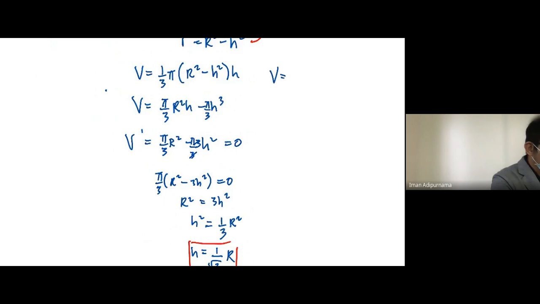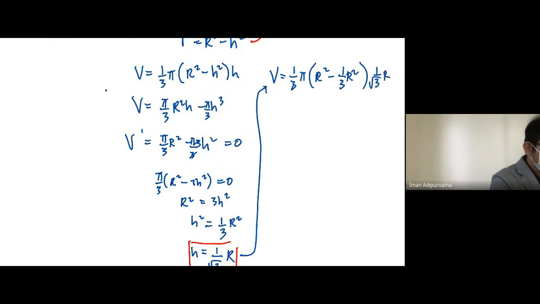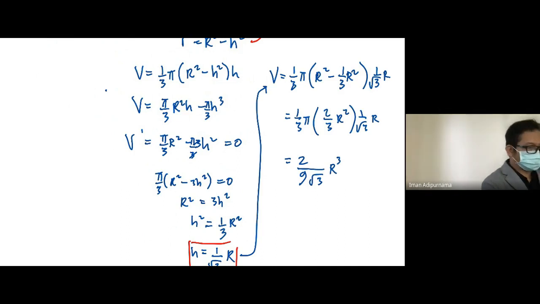So the volume is 2 over 3 r squared, at 2 over 9 pi, 2 over 9 square root of 3 r cubed. This will be the volume.